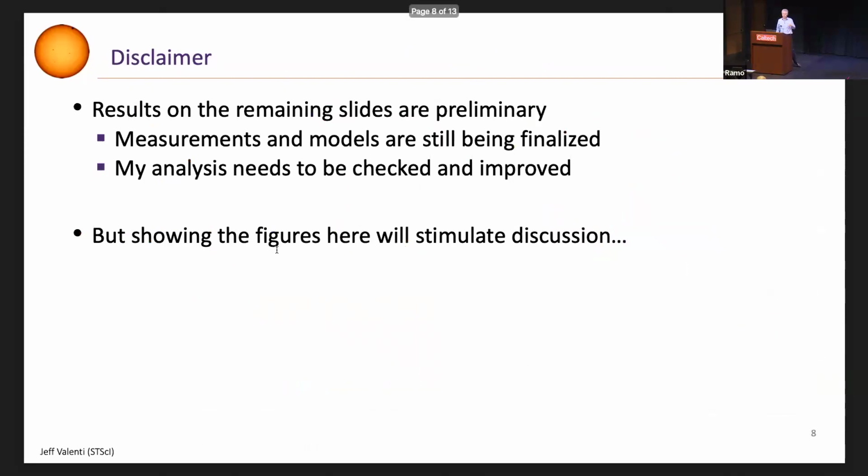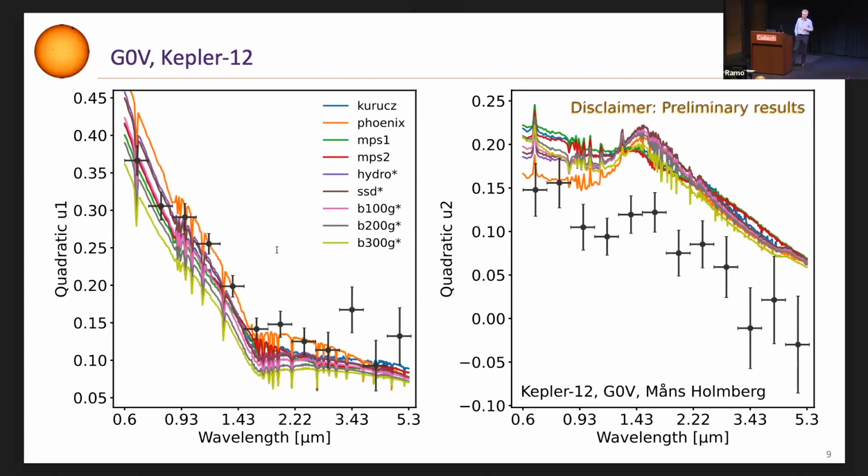All right, so now for the remainder of this talk, I'm going to put a disclaimer up. These results are preliminary, all right? The measurements and the models that I'm showing you are hot off the press. They may be refined before they get out into press. And my analysis is just the last couple of weeks. I may have made a mistake. There's some improvements I know I could make. But I want to show you these figures because we need to be aware, and it'll be good for stimulating discussion.